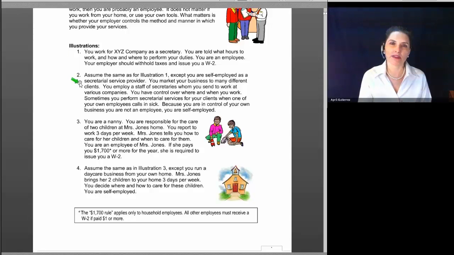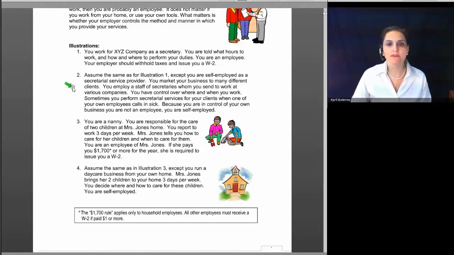I'm trying to come up with an illustration in this second example where maybe a secretary could be an independent contractor, and you can see that it takes a lot of conditions to turn an employee into an independent contractor. So here's a way that that could happen. We're assuming the same as for illustration 1, except you are self-employed as a secretarial service provider. You market your business to many different clients.